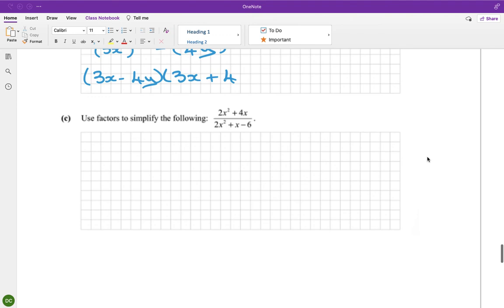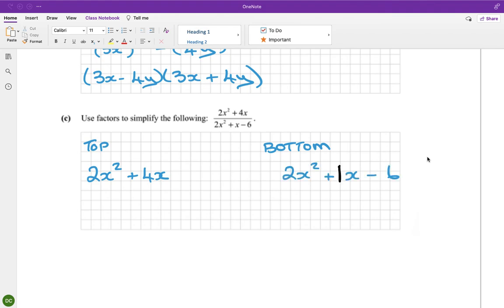Yeah. And then the last one was use factors to simplify. So this is where you split it up into the top and the bottom. We did a few of these in class. So the top is 2x squared plus 4x, and the bottom is 2x squared plus x minus 6. I'm going to put in my invisible 1 because that's going to be handy for that bottom line. So while the bottom line is loading in there, the top line has 2 terms. It's not a minus, and they're not squared. One of them is, the other one isn't. So this one is going to be a highest common factor.